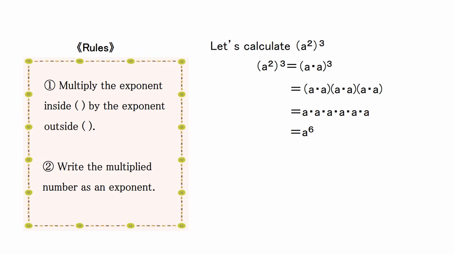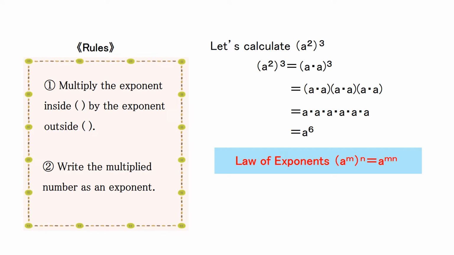(a^2)^3 becomes (aa)(aa)(aa). If you remove all the parentheses, it becomes aaaaaa, which can also be written as a to the power of 6. From this, the law of exponents, we get (a^m)^n equals a to the power of mn.